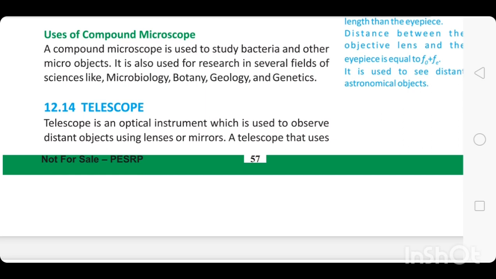Today our topic of discussion is telescope from chapter 12, geometrical optics. I will define telescope, describe its construction and explain ray diagram.